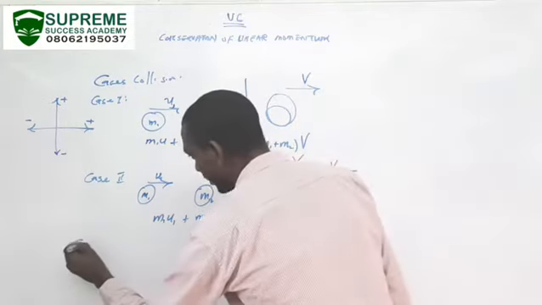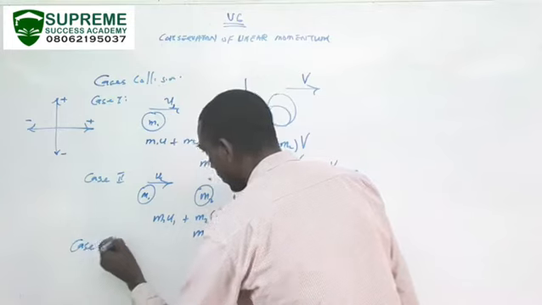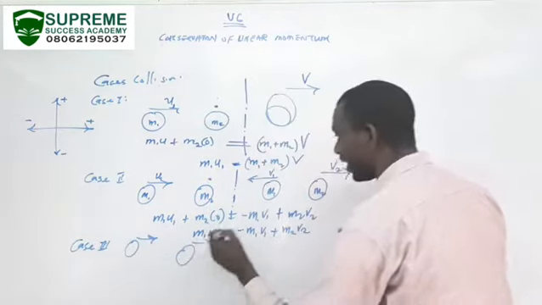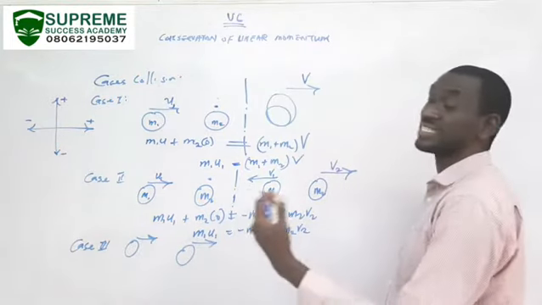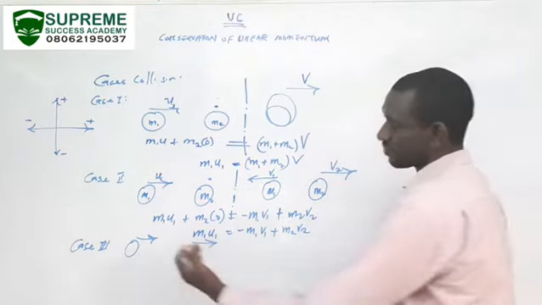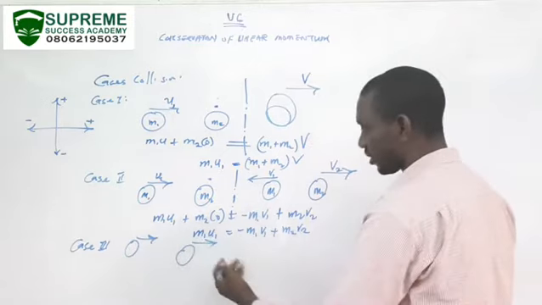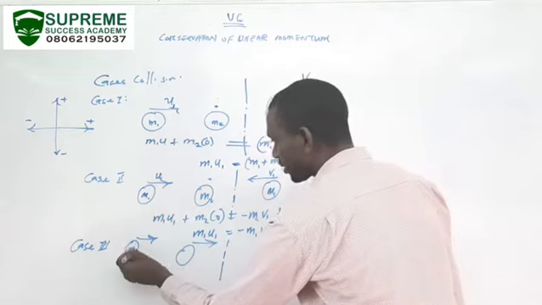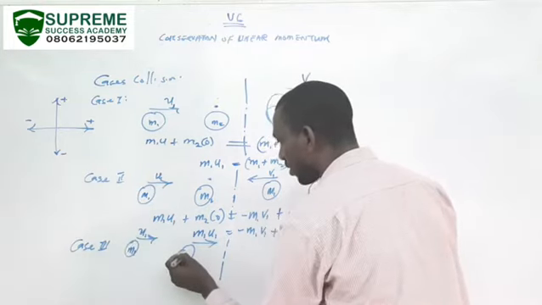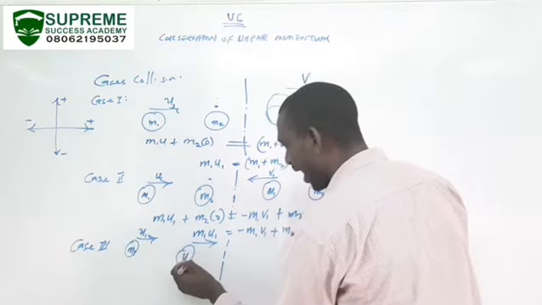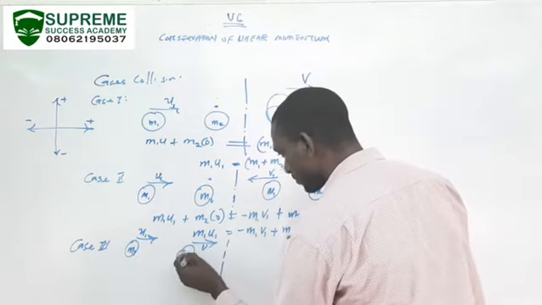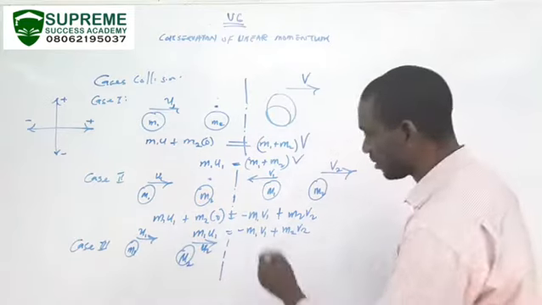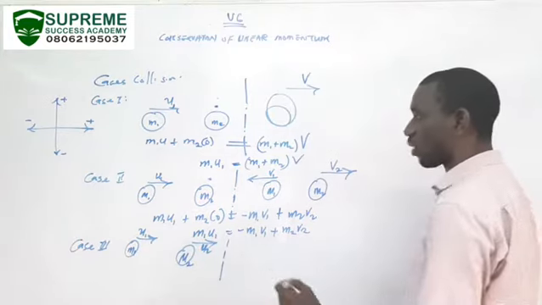Let's look at another case. Case 3. When your object is colliding against another object and they are moving in the same direction. For such a case to occur, it means this guy is moving with a velocity that is higher than this guy's velocity.